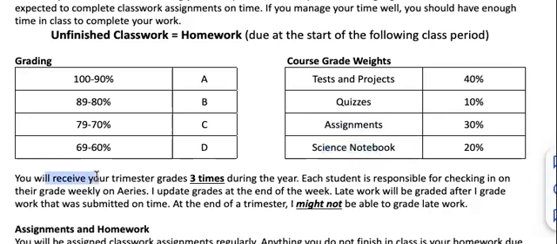You will receive your trimester grades 3 times during the year. Each student is responsible for checking in on their grade weekly on Aries. I update grades at the end of the week. Note that late work will be graded after I grade work that's been submitted on time. And at the end of the trimester, I might not be able to grade late work.